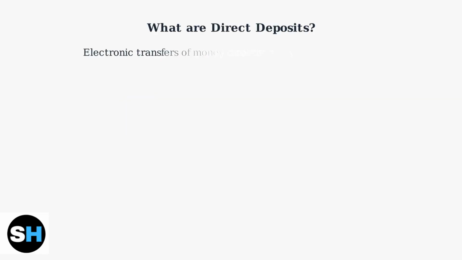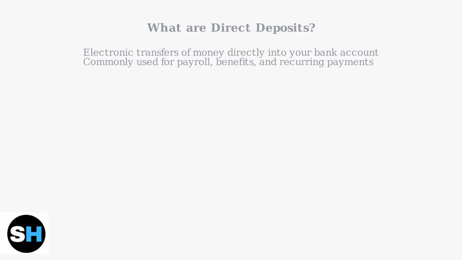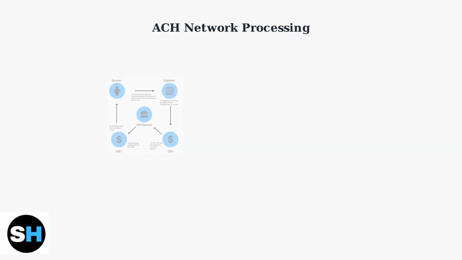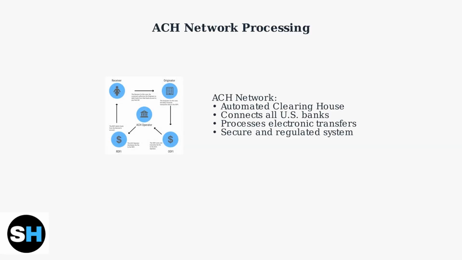Direct deposits are electronic transfers that move money directly into your bank account. Most commonly used for payroll, these transfers are processed through a secure network system. Direct deposits are processed through the Automated Clearinghouse, or ACH, network. This system connects all U.S. banks and credit unions, allowing secure electronic transfers between financial institutions.